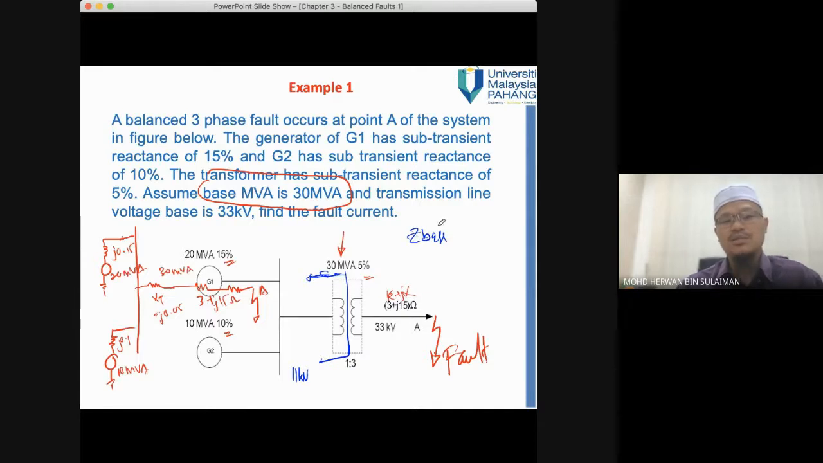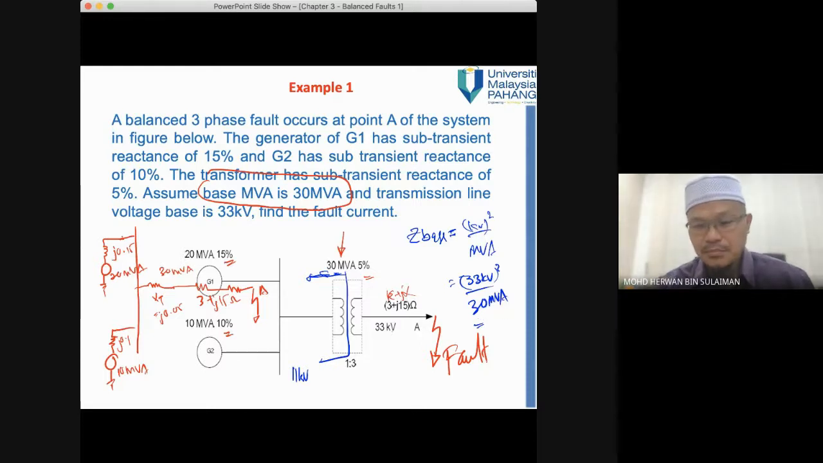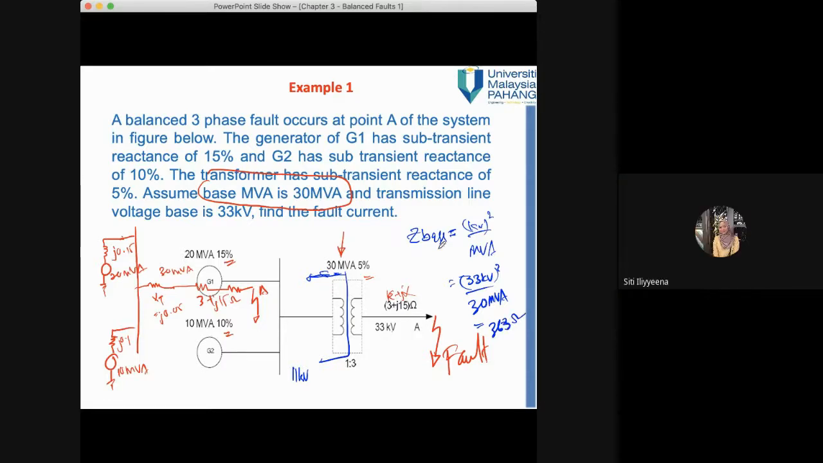So first kita nak cari kita punya Z base. Yang ni you kena ingat soalan sebelum you kena ingat equation ni sampai bila-bila. Z base equals to kV square divided by MVA rating. So your kV is 33 kV. Okay, cuba kira berapa dapat? 33 kV square bagi dengan 30 MVA. Bagi nama lah. 36.3. Okay. 36.3, betul ni? Betul. Ohm. But the Z base.